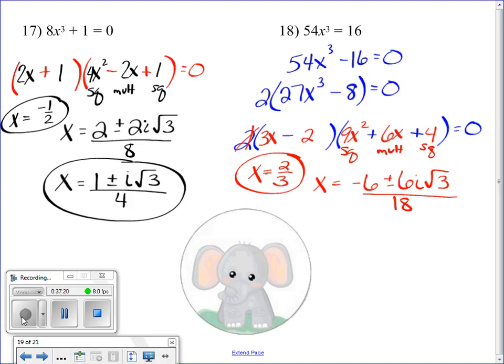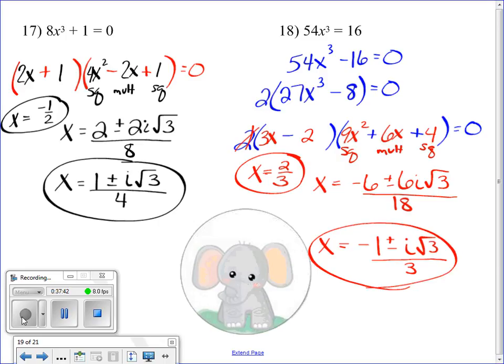Again, can you just use the quadratic formula there? Yeah, that's what I'm doing. I just know the shortcut. I know what's going to happen. Simplify. All of them can be divided by 6. So negative 1 plus or minus i radical 3 over 3. How are we feeling? You see why you have to memorize, right? You're not going to guess and check your way through that. That'd be awful.